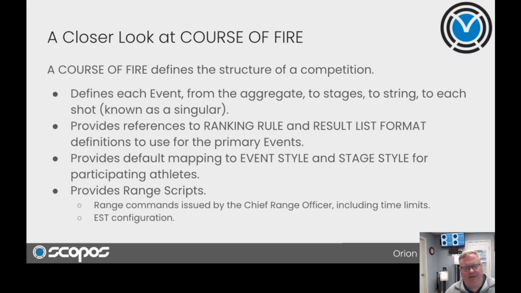The course of fire also provides default mapping to event and stage style. So again, going back to the example, if you're an athlete shooting in the sporter class, how does that get mapped to the sporter air rifle prone, sporter air rifle standing, sporter air rifle kneeling stage styles? And then, of course, it provides the range scripts.